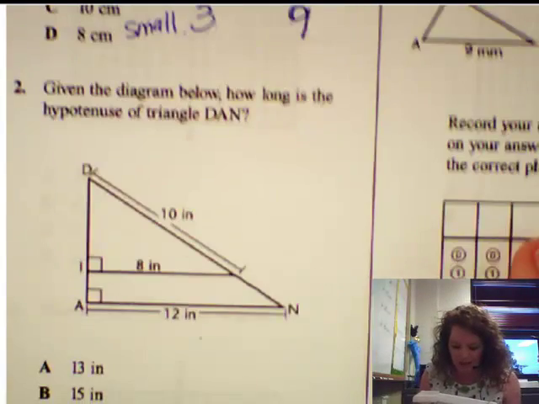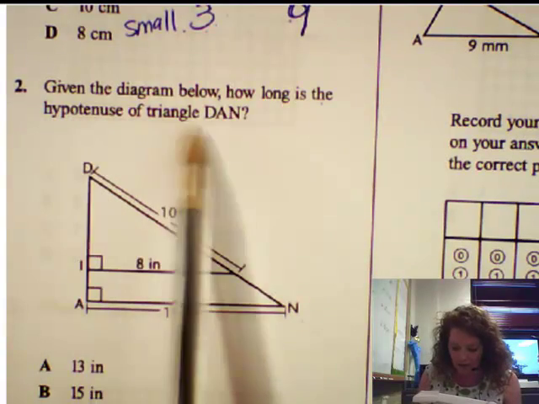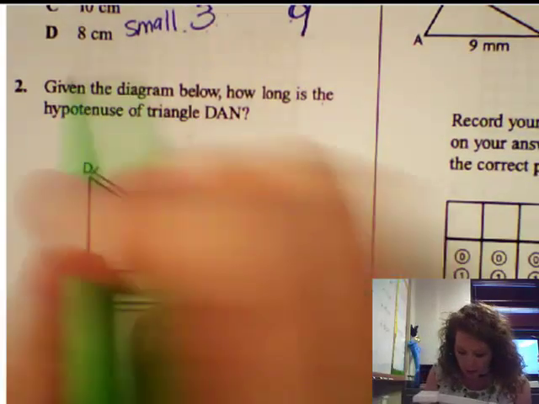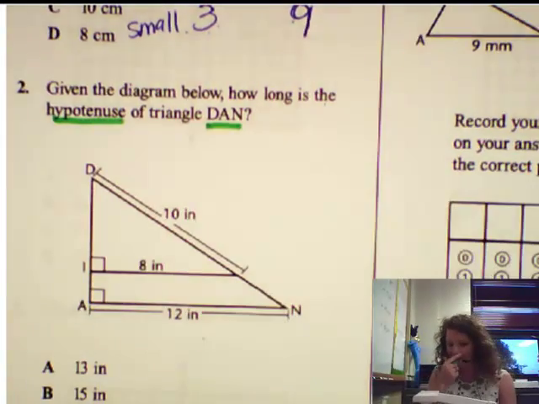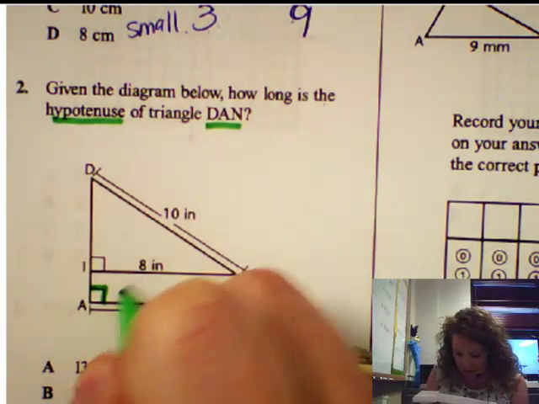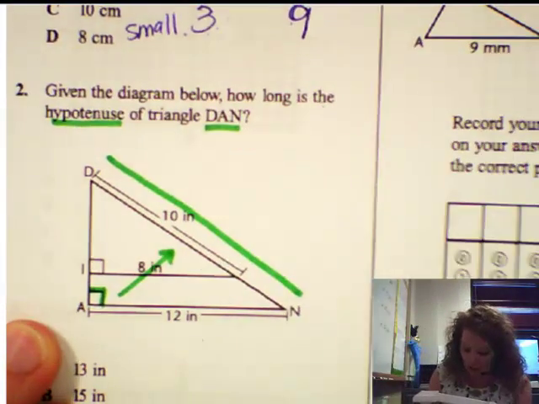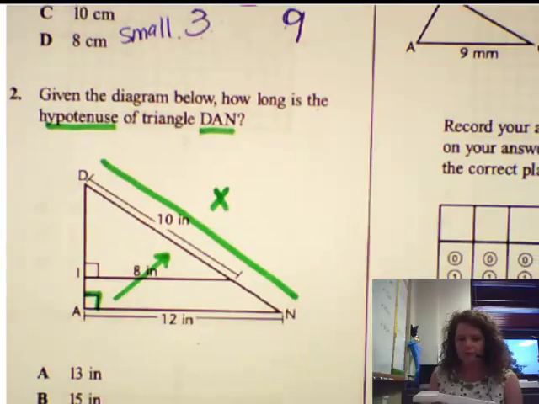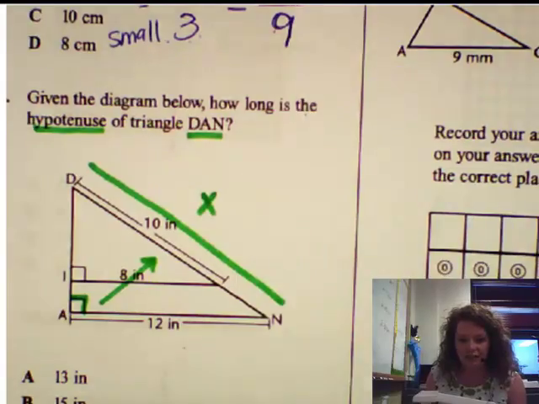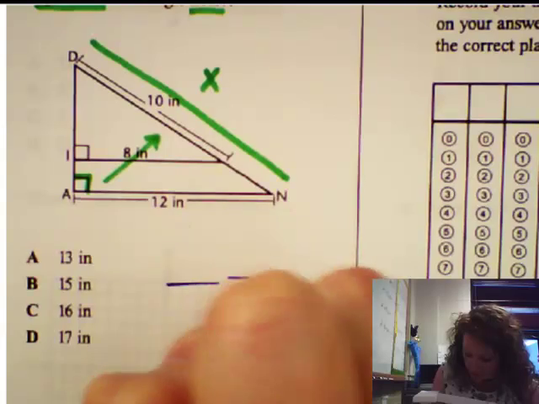Let's try number 2. Given the diagram below, how long is the hypotenuse of the triangle DAN? Well, for starters, let's find what we're looking for, hypotenuse of DAN. And the hypotenuse we know is always across from the 90. So hypotenuse of DAN is going to be this big thing here, and we're going to go ahead and call that x. And we'll see that we don't know what that is yet, but we could set up a proportion to help us find it. Okay, so down below, let's set that up. We're going to set up a proportion.